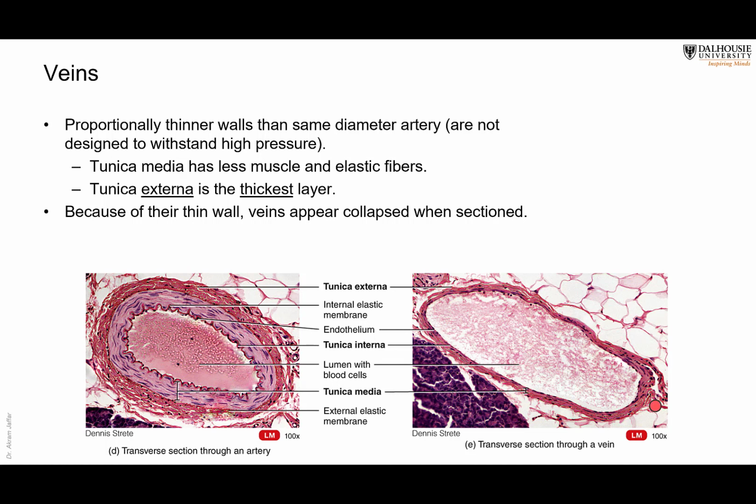Although it is not very clear in this vein, the tunica adventitia, the outermost tunic, is actually the thickest of the 3 tunics in the vein. In the artery, it is the tunica media that is thickest, but in the vein, it is the tunica adventitia. And what is the component of the tunica adventitia? It's just connective tissue, no smooth muscle fibers.